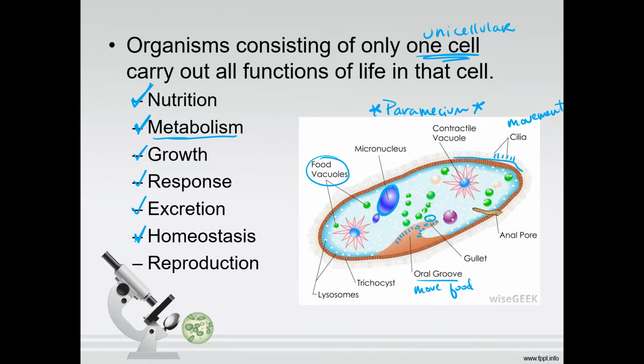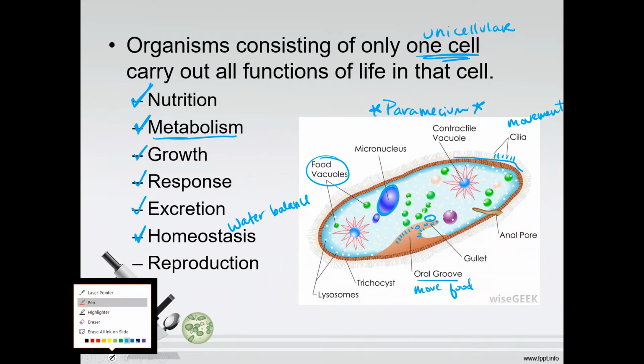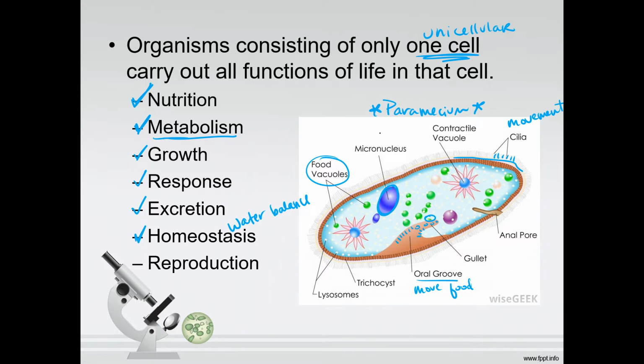One of my favorite things that paramecium do is through homeostasis, when it's trying to keep its water balanced. So paramecium live in ponds, and ponds are freshwater, so there's more stuff like salt and sugar and protein. More stuff is inside the cell than is outside the cell.